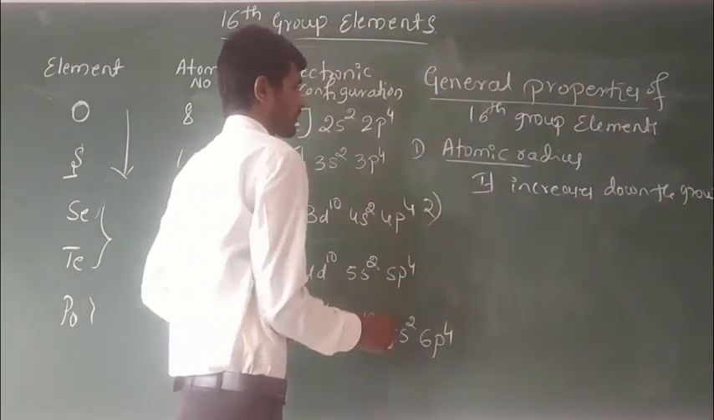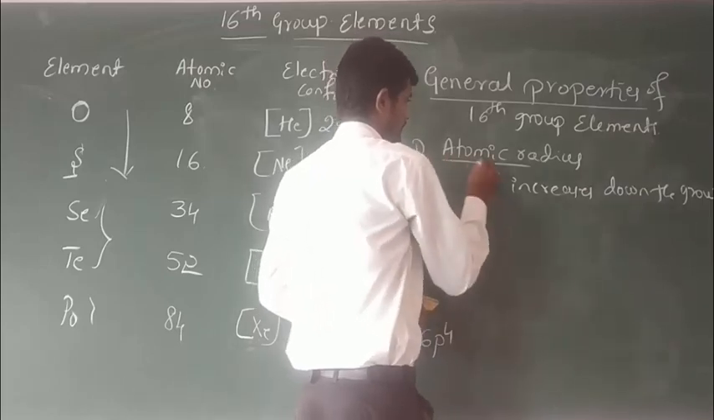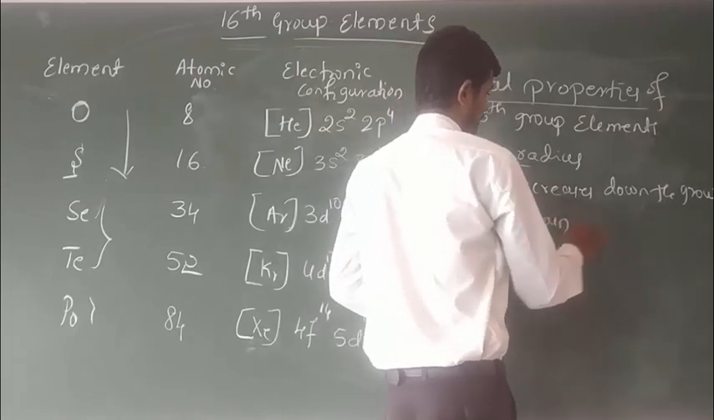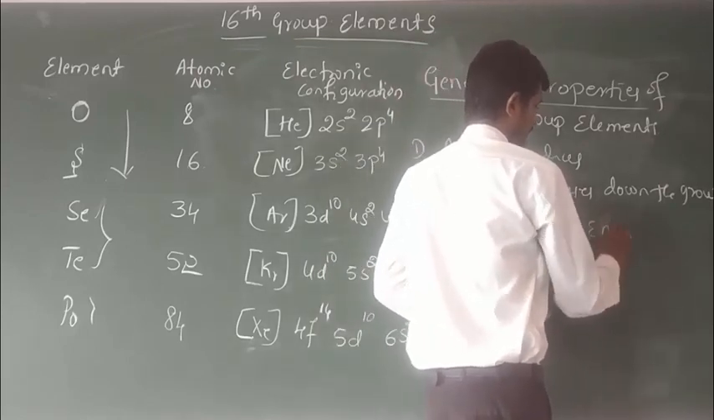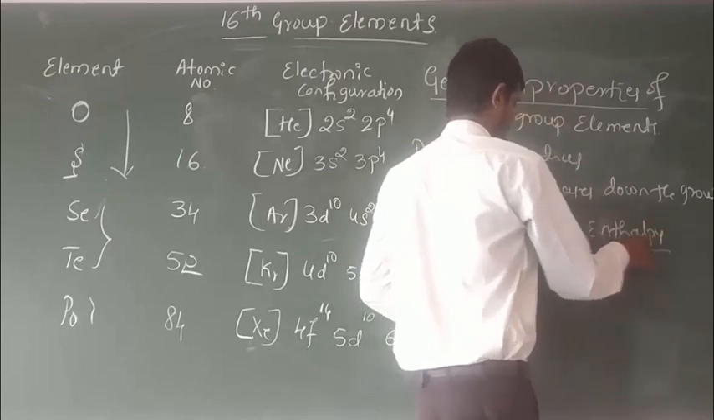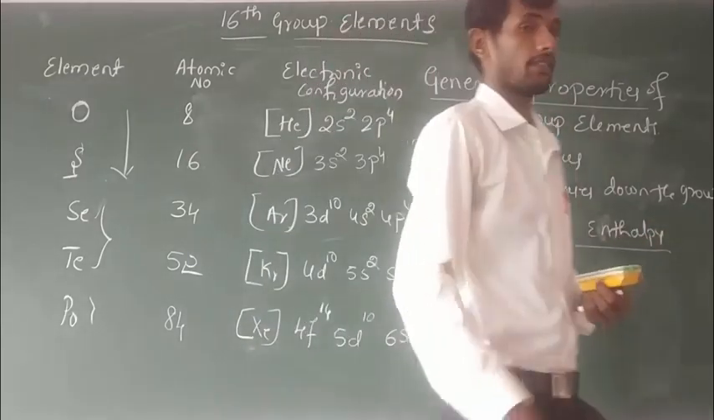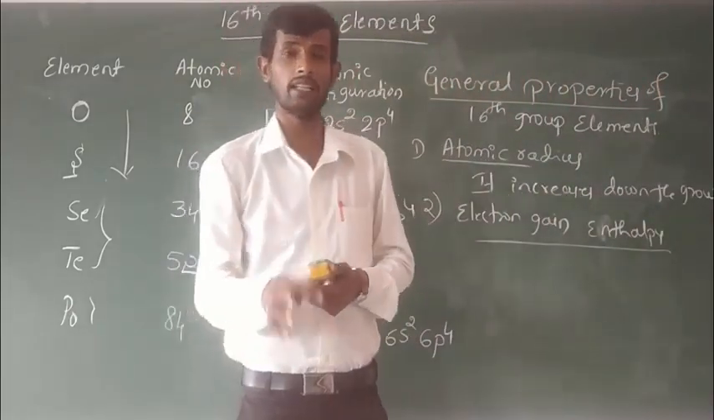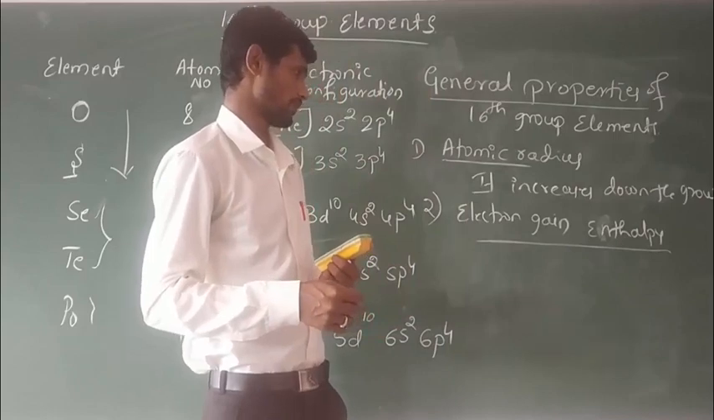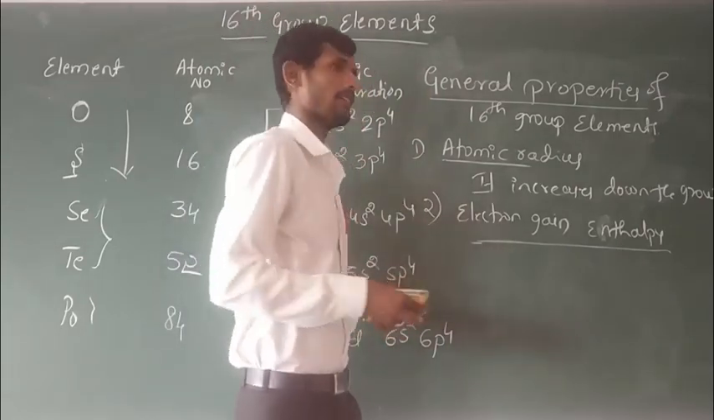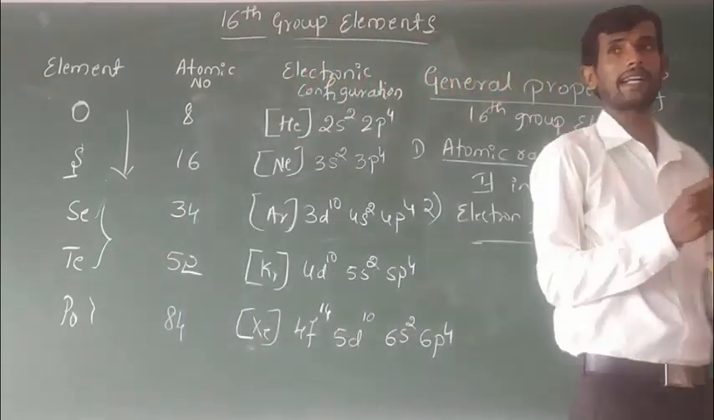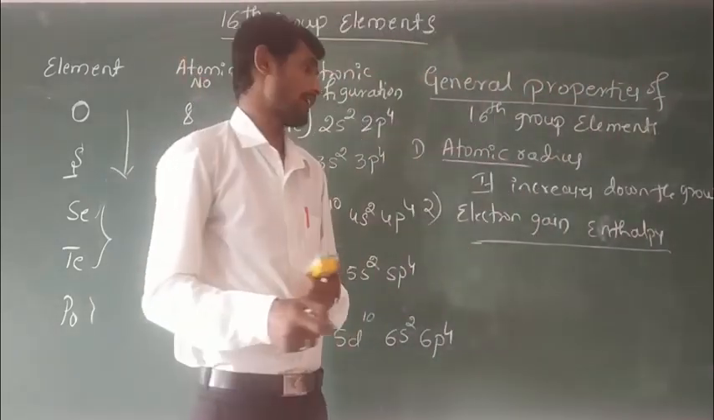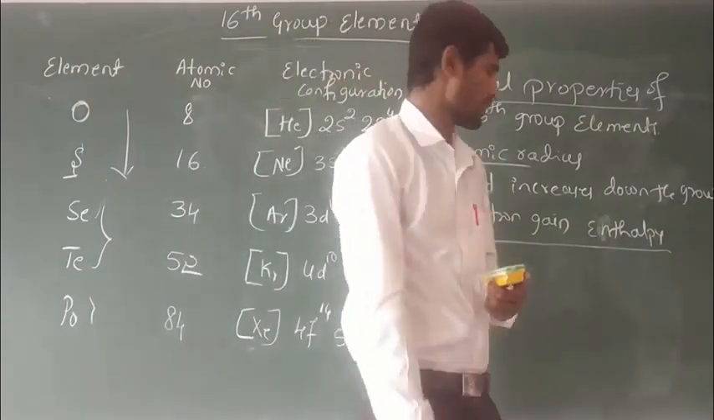Next point: electron gain enthalpy. Electron gain enthalpy is the amount of energy released when an electron is added to the outermost shell of an isolated gaseous atom.